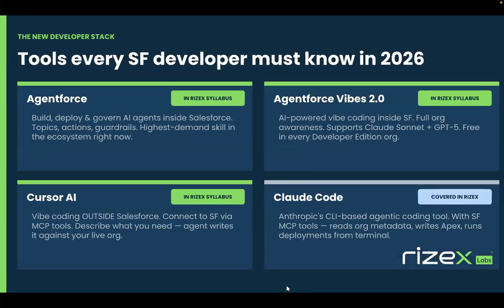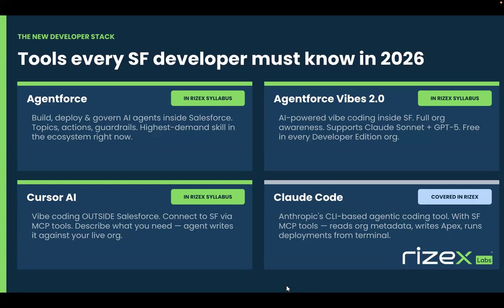Now, the tools every developer should learn in 2026. First is Agentforce. This is the Salesforce AI agent platform. You can build intelligent AI agents inside Salesforce. This is becoming one of the most in-demand skills in 2026. Then we have Cursor AI.